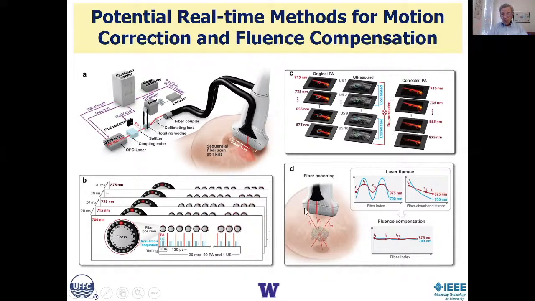Similarly, for the fluence compensation, because we illuminate the object from different regions, if the object is fixed and the optical source varies, we can model the signals that we obtain and estimate the laser fluence, and from those spatially localized estimates of the fluence, compensate for it so that the image produced is simply proportional to the optical absorption coefficient only.